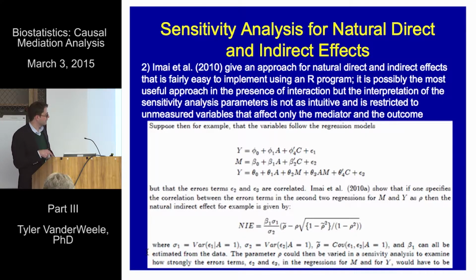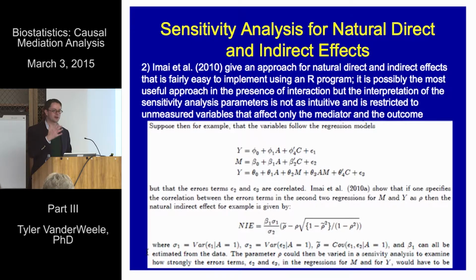We specify rho, we can calculate the natural indirect effects, and then go on to calculate the natural direct effects. So this approach can work reasonably well. They have software to do this. The tricky thing is specifying and interpreting what that rho is exactly.